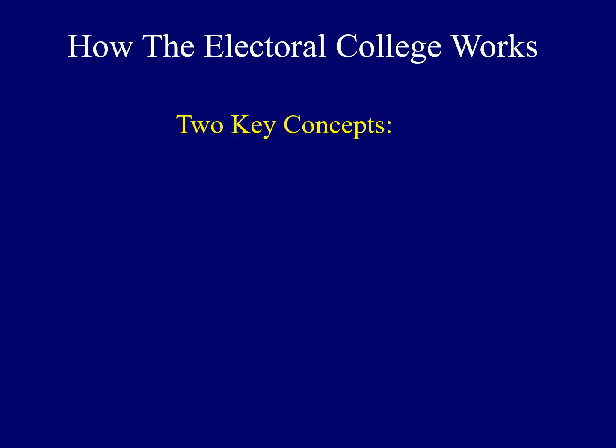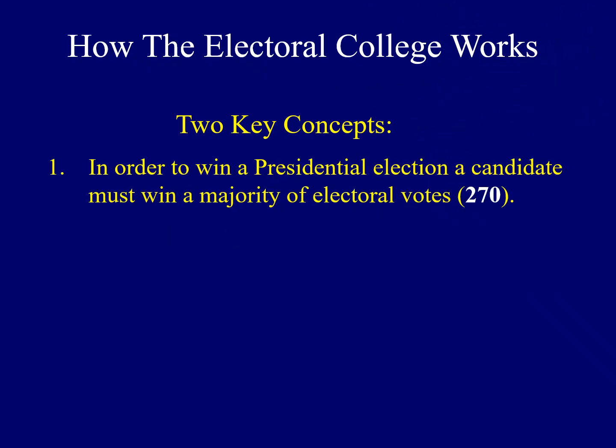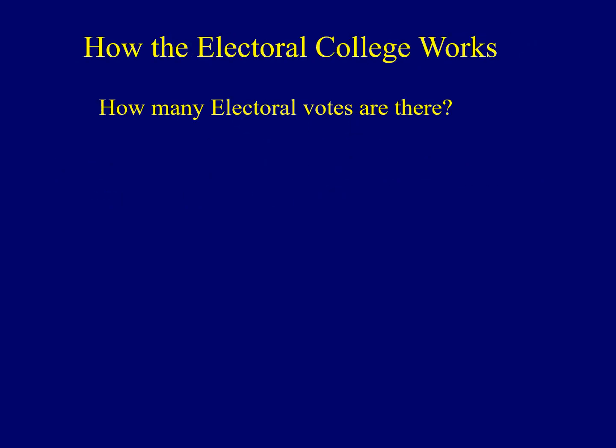There are two key concepts I'd like to address when it comes to explaining how the Electoral College works. First, in order to win a presidential election, a candidate must win a majority of electoral votes. The magic number, so to speak, these days is 270. Well, how do we get this number of 270? Well, I'll try to show.